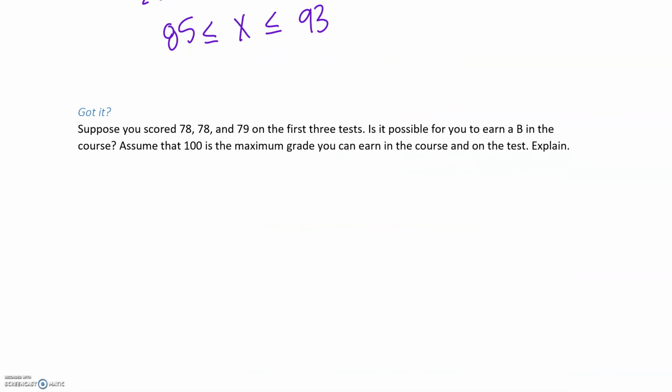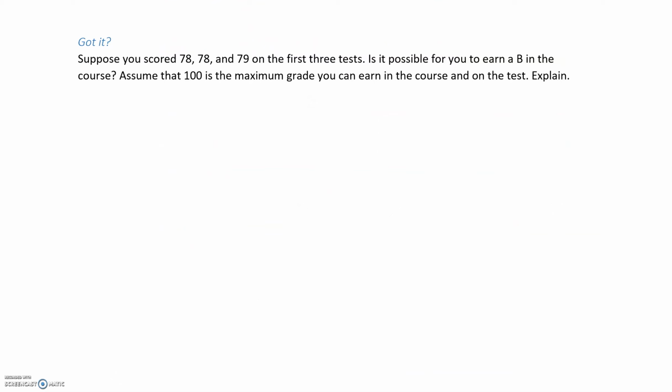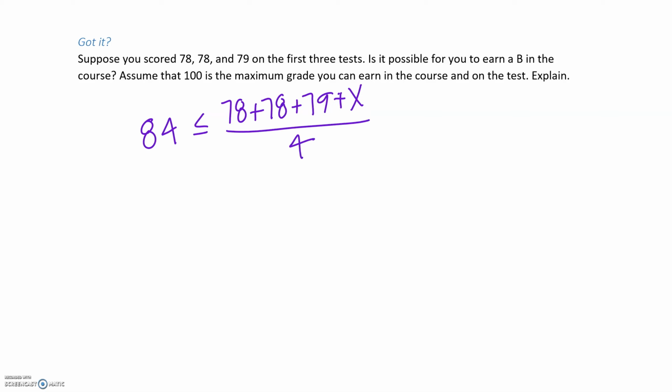So our got it problem says that suppose you scored 78, 78, 79, can you still get a B? So our setup is just like we had up there. We have 84 less than or equal to, and we've got these 3 test scores: 78 plus 78 plus 79. And our last one is going to be x, divided by 4. So that's how we average. Is less than or equal to 86, just like on the last one.